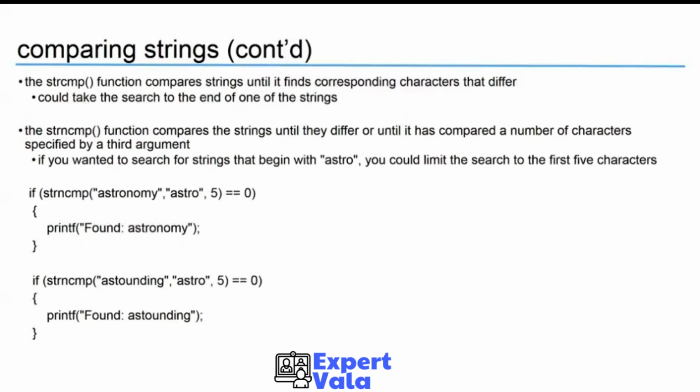So use strcmp when you are comparing strings for all the contents. Use strncmp when you only want to compare a prefix of a string. Same type of syntax as strncmp, just with that third argument.